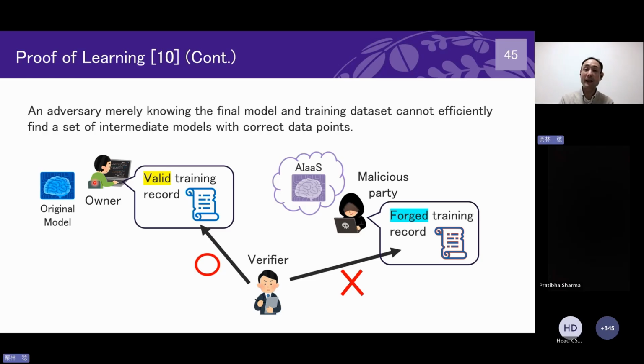Anyway, at first, the owner tries to check the ownership of the original model by himself by making a query to the query server. And once he is convinced, he tries to prove the infringement of the ownership of his model. Then he shows the verifier the training record. He has a valid training record. So by this process, the owner can prove it to the verifier, and the verifier can be convinced he is the original model developer.